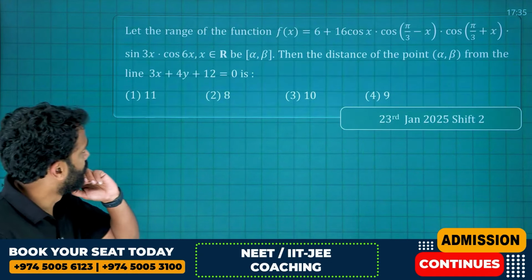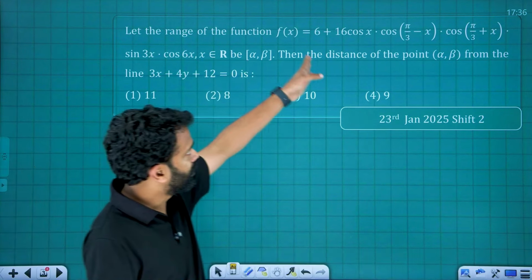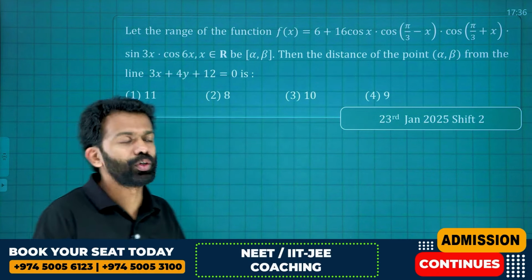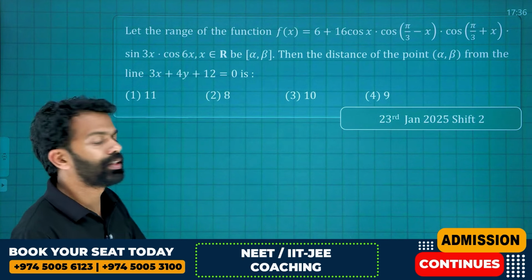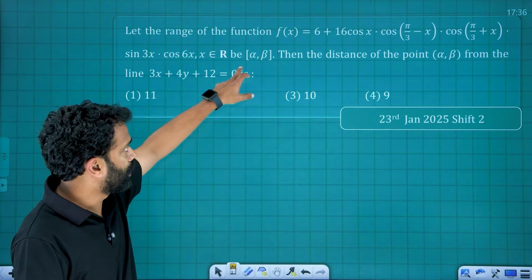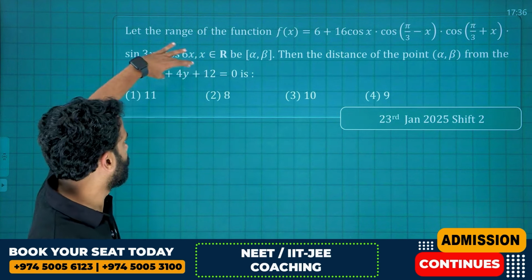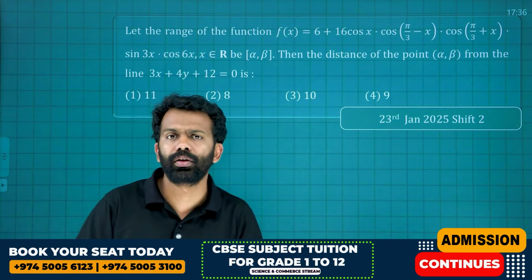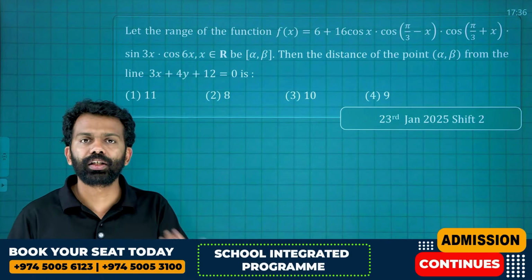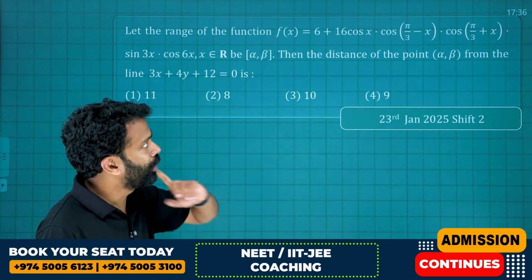So, our very first question: a function is given like f of x is equal to 6 plus 16 cos x into cos(pi/3 minus x) into cos(pi/3 plus x) into sin 3x into sin 6x. And the range of the function is the closed interval alpha to beta. Then you need to find the distance of the point (alpha, beta) from the given line 3x plus 4y plus 12 is equal to 0. So, a question which combines functions as well as 2D geometry. Let's start. We need to start from the given expression here.